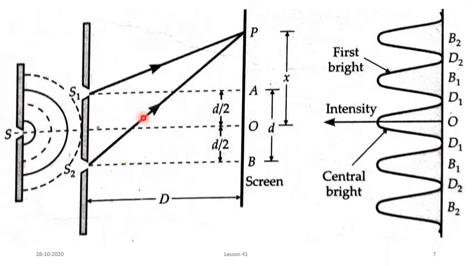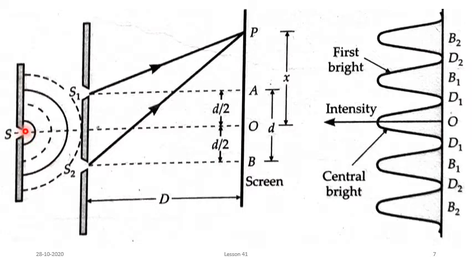Now, this is your Young's double slit experiment. Now, suppose there is a narrow slit S which is illuminated by a monochromatic light. Monochromatic light means light of the same color. Mono means one, chroma means color. So this source S is illuminated by a monochromatic light of wavelength lambda. If it has the same color, then it will have a constant wavelength.